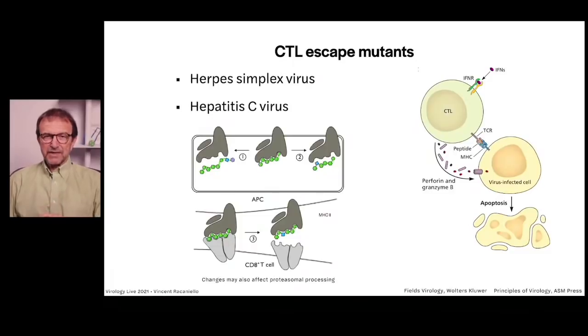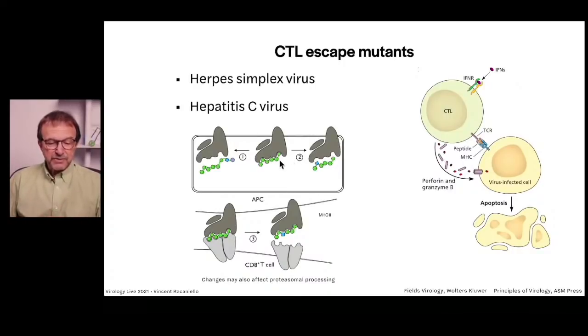Now, another mechanism of evasion that we have not yet talked about is the emergence of cytotoxic T lymphocyte escape mutants. So what is this? Again, the cytotoxic T lymphocyte recognizes via the T cell receptor a peptide displayed by the virus-infected cell. What happens in viruses that establish persistent infections is that these T cell epitopes may change to prevent CTL killing. That's what we mean by a CTL escape mutant. We see this often with herpes simplex virus and hepatitis C virus and other viruses that cause long-term infections.